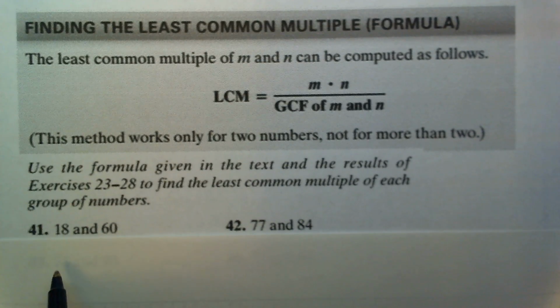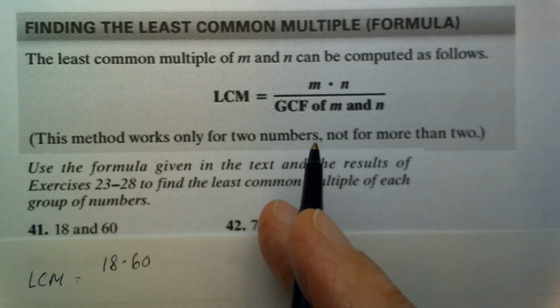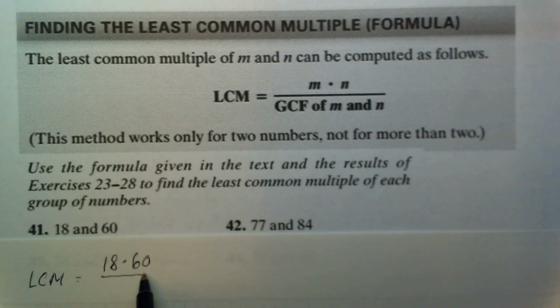So then for number 41, the least common multiple using the formula is equal to 18 times 60. That's our m and n. And the greatest common factor of m and n was equal to 6, so that equals then 180. So 180.